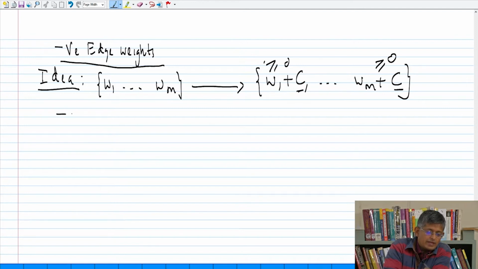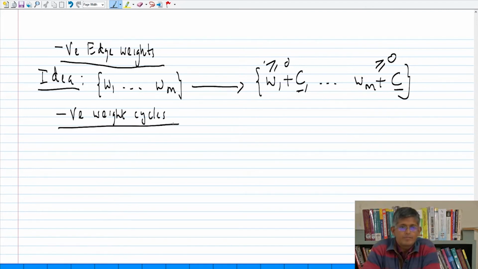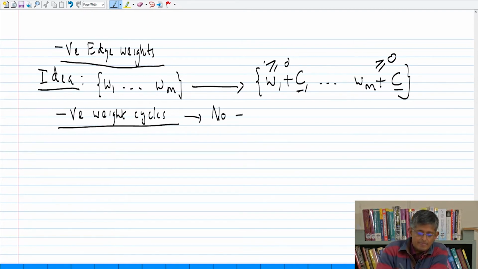What if there are no negative weight cycles? So let us consider a graph which has negative edge weights but no negative weight cycles.